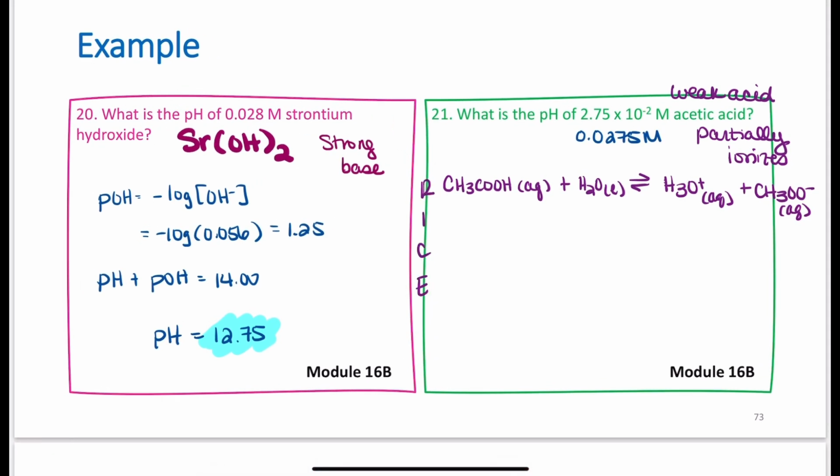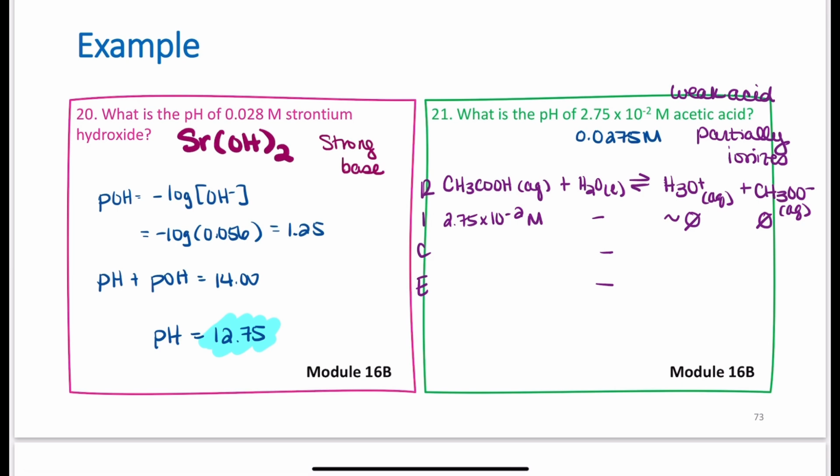So RICE, R for reaction, I for initial, C for change, and E for equilibrium. Initially, I have 2.75 times 10 to the negative 2 molar acetic acid present. Water is a liquid, so it doesn't factor into the math at all. The water is the solvent, I should be specific. Water is the solvent in this case, so therefore the concentration of water will remain relatively unchanged for the reaction. I don't have any acetate to start, and I have virtually no hydronium. Again, virtually because I do have some hydronium present from the autoionization of water, but that is at a concentration of 10 to the negative 7.